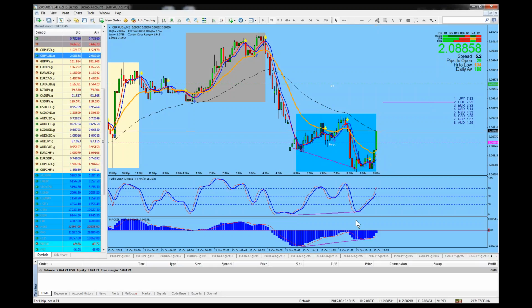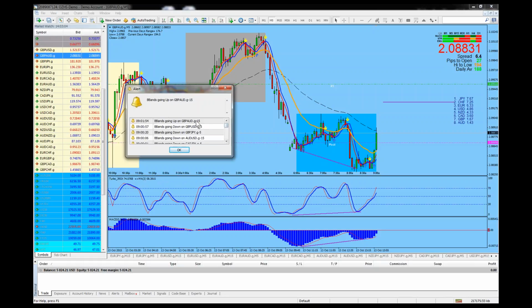So had this been a one lot trade, I would have probably taken half off at that take profit and let the other half run up to this line here, which would be the 50%. But we're going to keep an eye on that during the day. All right.